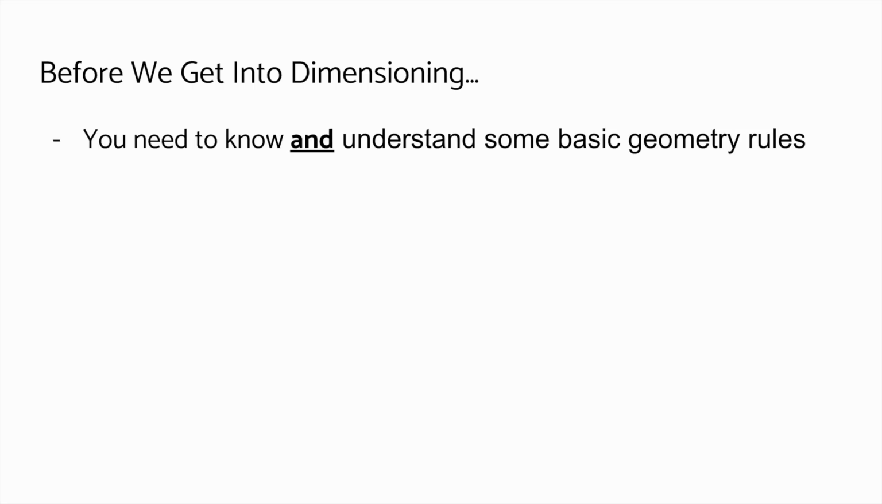Before we get into dimensioning, we have to go over some basic geometry rules because you need to know and understand them. So this is a rectangle, and opposite sides in a rectangle are always equal. This is a square, and all sides in a square are equal.